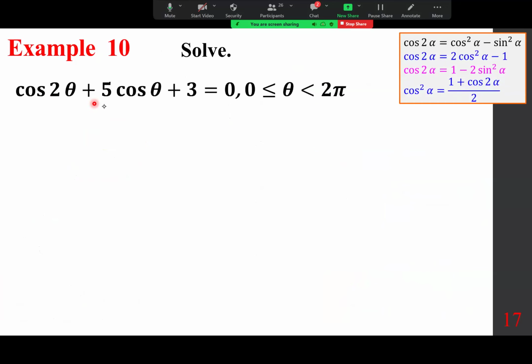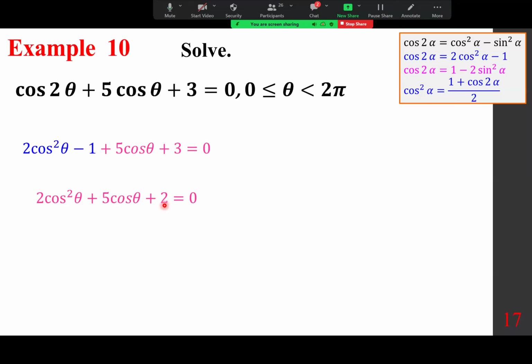So cosine of 2 theta plus 5 cosine theta plus 3 equals 0, and we are interested from 0 to 2 pi. So we are going to change the cosine of 2 theta such that it involves only cosine theta. In other words, there are 3 different ways of writing it. We're going to go with this one, 2 cosine squared theta minus 1. We're going to replace it with that. And so this is 2 cosine squared theta plus 5 cosine theta plus 2.